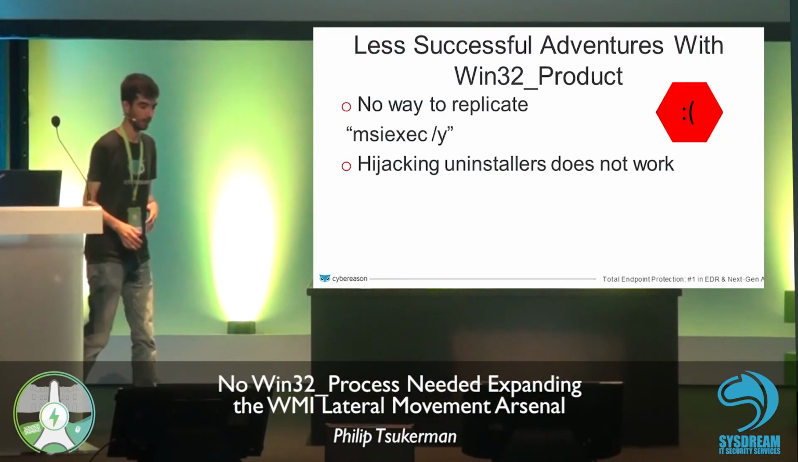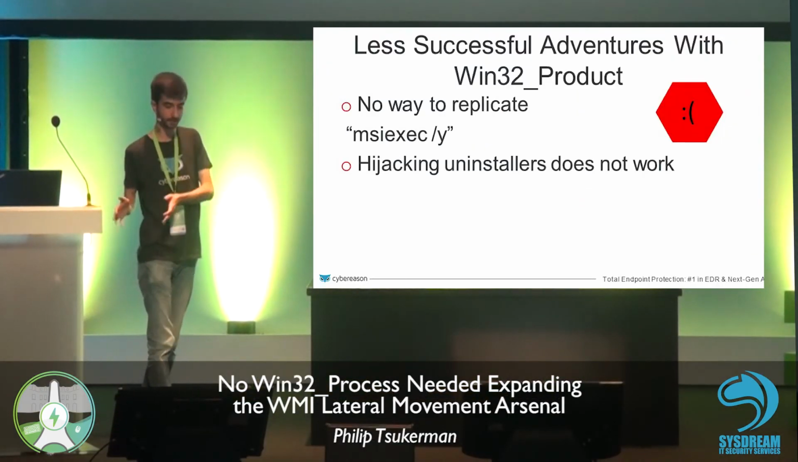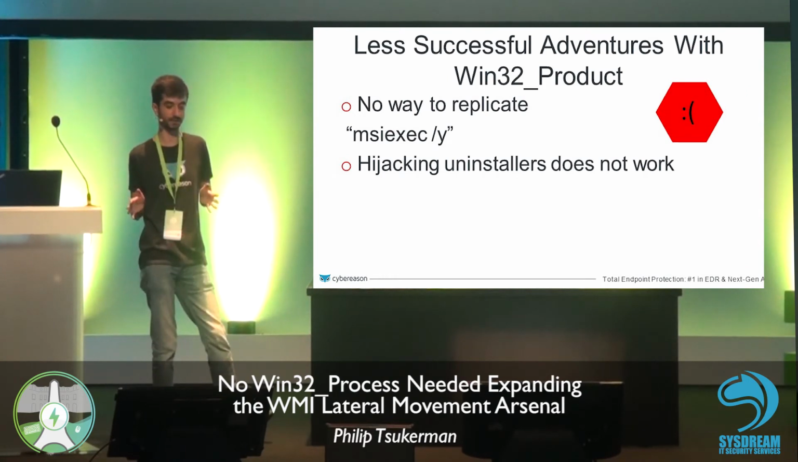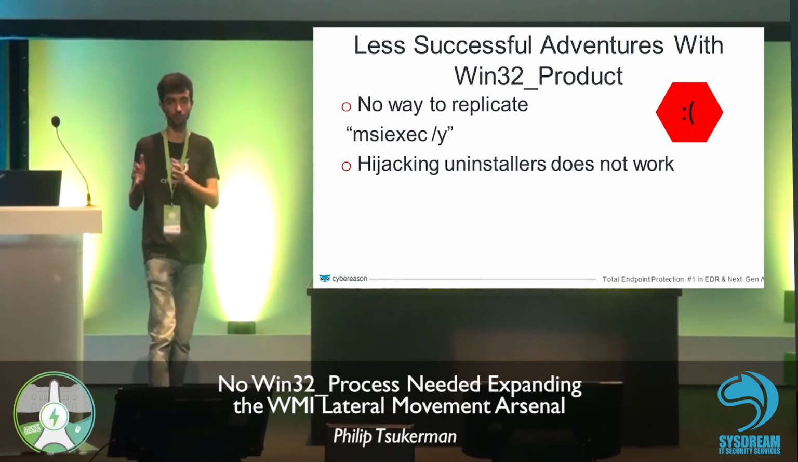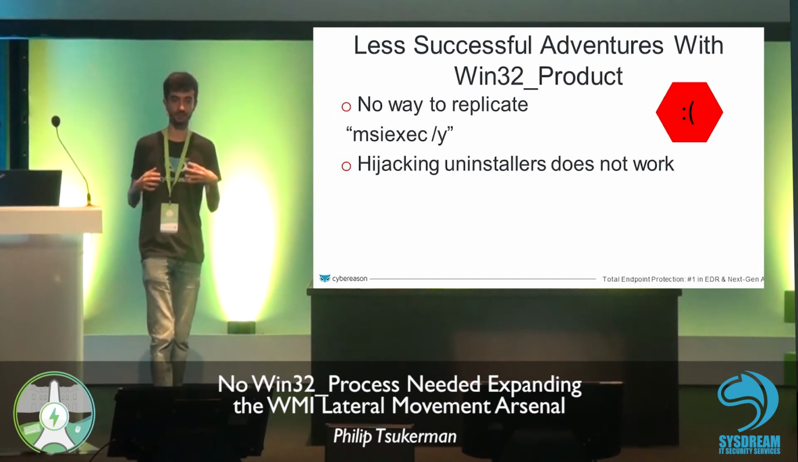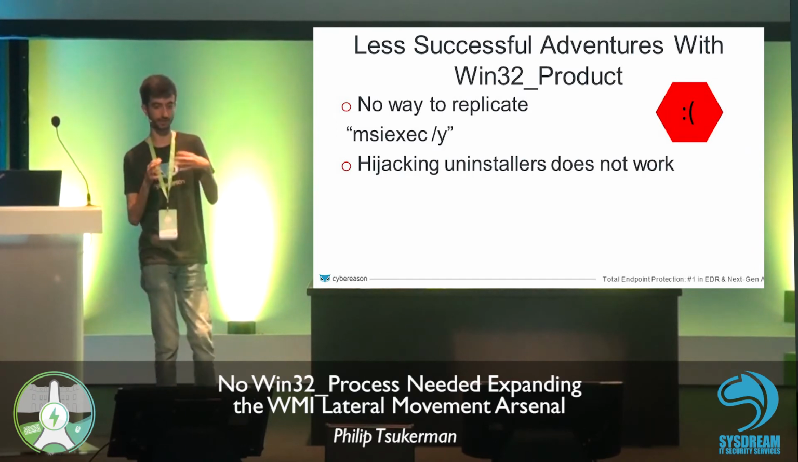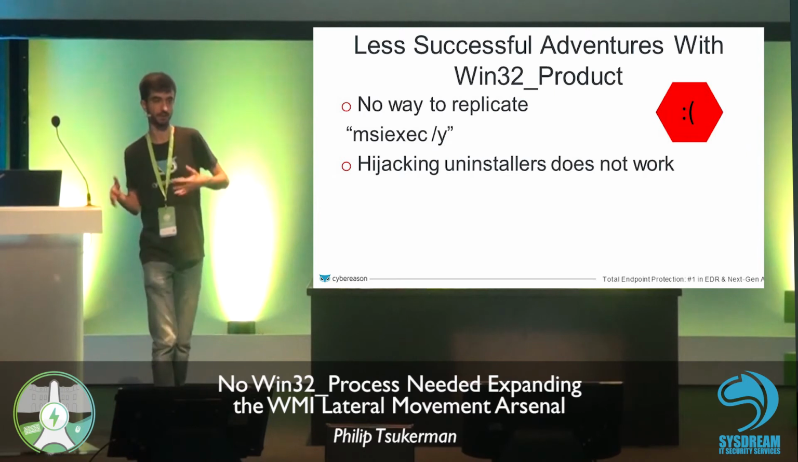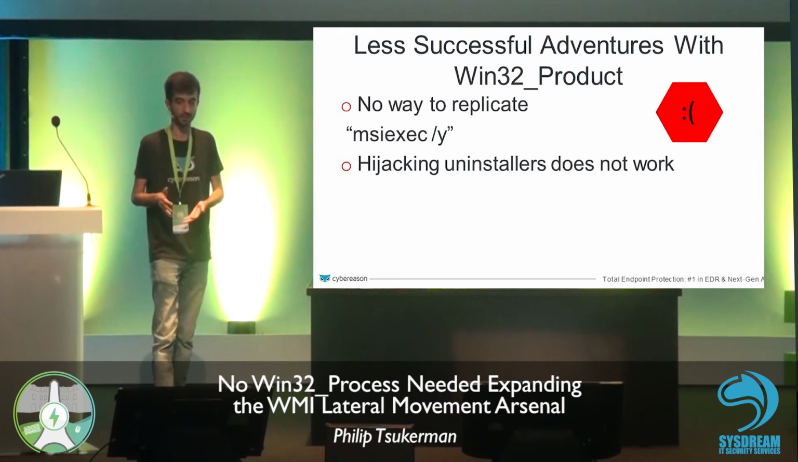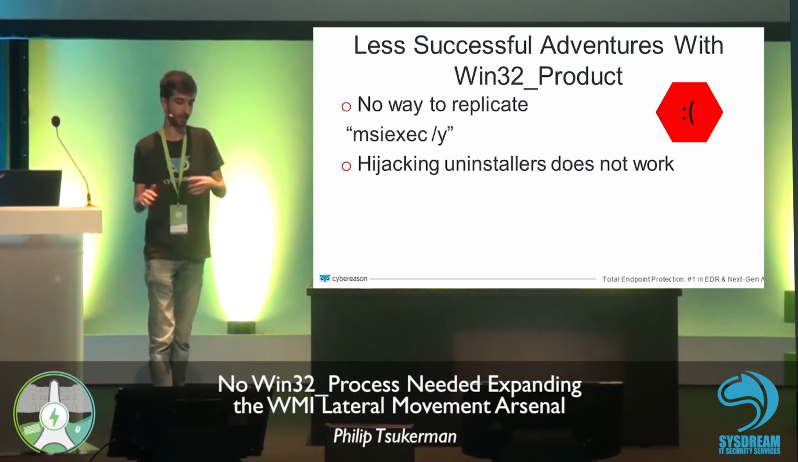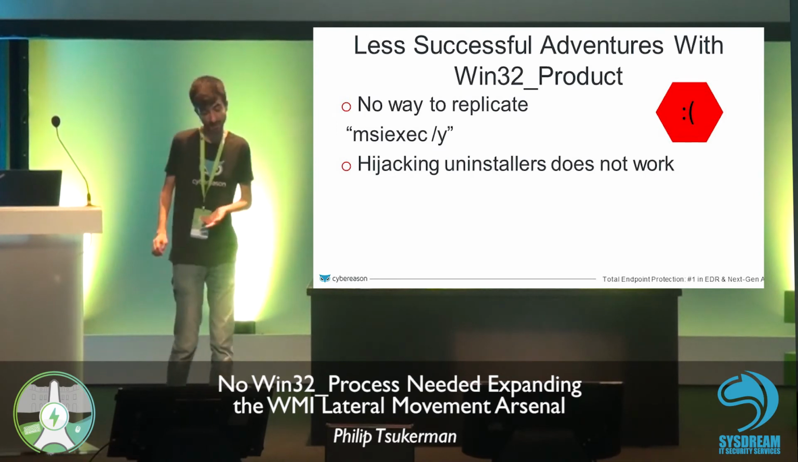Now, I did try to do other stuff with the Win32 product class. First, I tried to replicate the MSI-exec /y option, which basically turns MSI-exec into a version of rundll32, and it allows you to load an arbitrary DLL. Now, there's simply no way to do this via WMI, which is pretty sad.